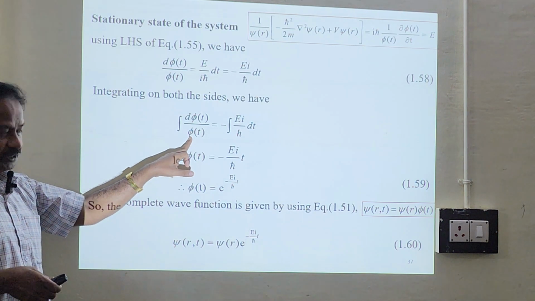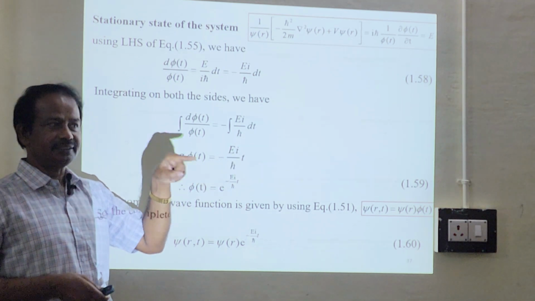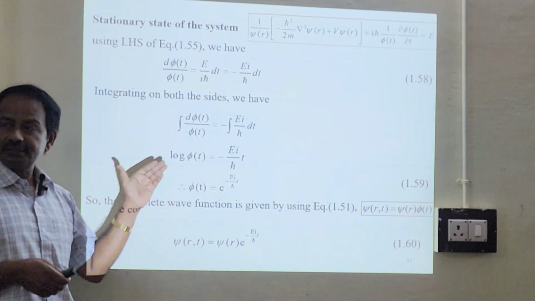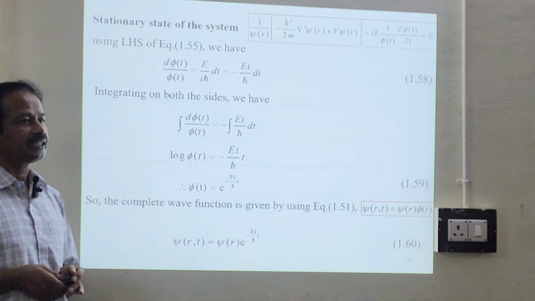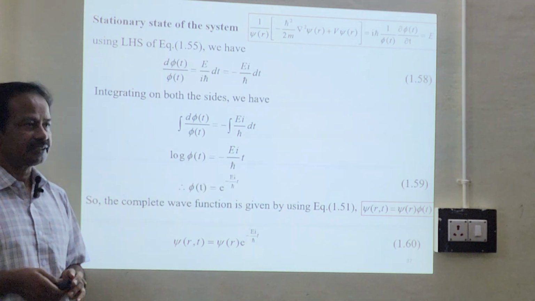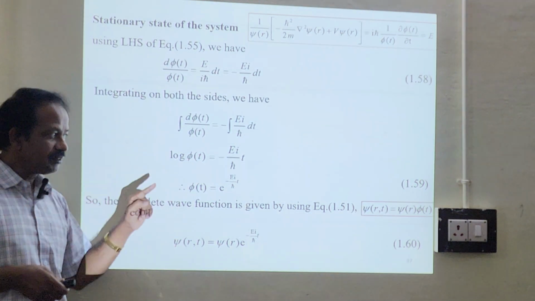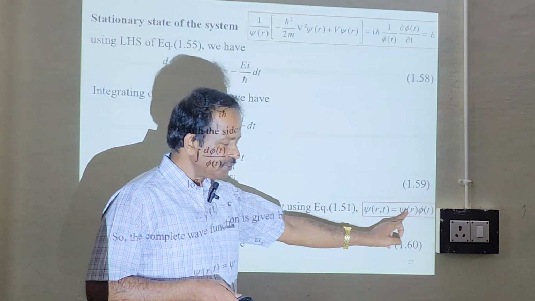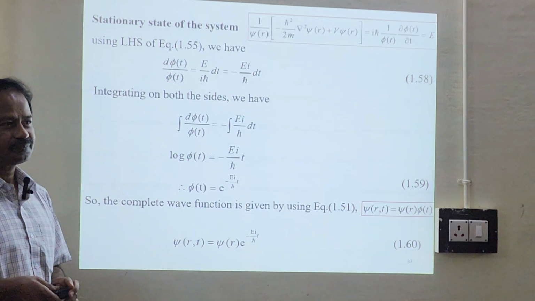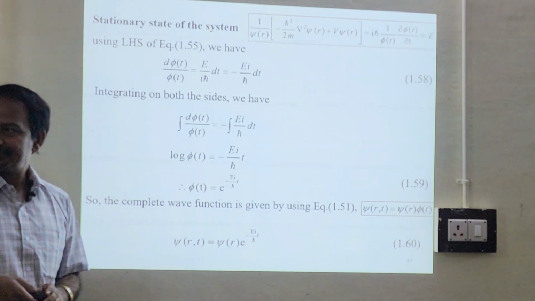So d phi by phi of t gives log phi of t. When you integrate dt, that gives t, so minus E i by h bar into t. Raising both sides with exponential, that gives phi of t equal to e power minus E i by h bar into t. So we have found phi of t. Psi of r comma t equals psi of r phi of t, we know already. You substitute it in this equation. So psi of r comma t equals psi of r e power minus E i by h bar t.